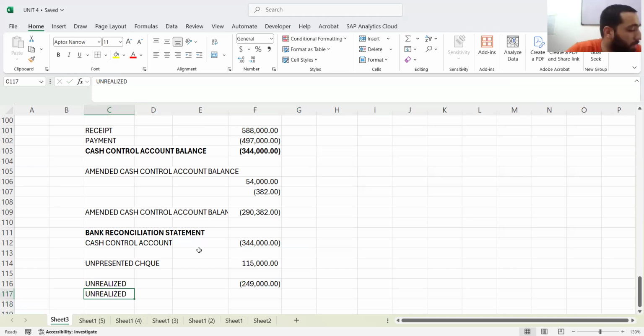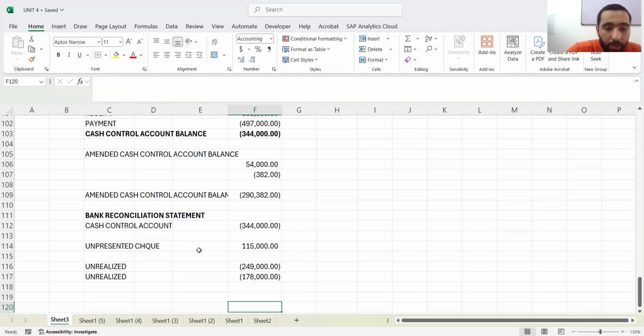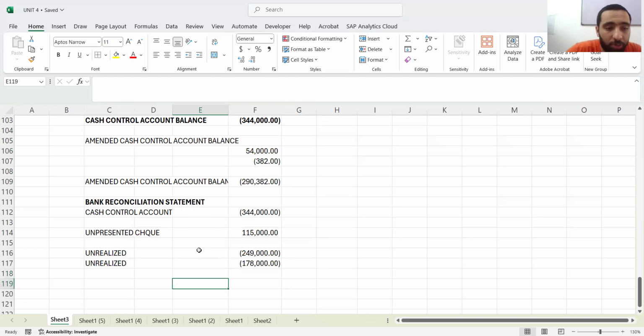And then another unrealized check. What is that? Yes, 178,000. Right? So we are done. What else needs to be adjusted?